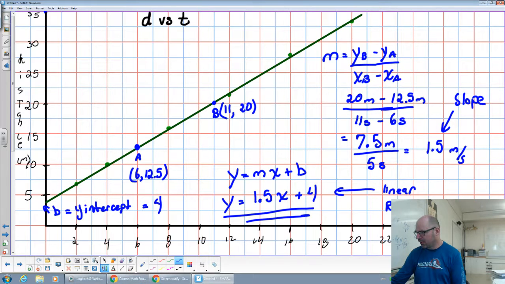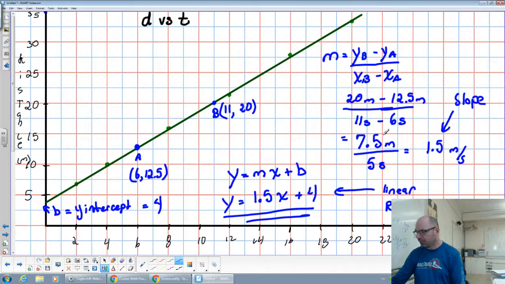Same thing with the time. We had some extra time in there. Then we plotted our graph. Once we plotted our graph, we chose 2 points on it that were not data points and found the slope using yb minus ya divided by xb minus xa.